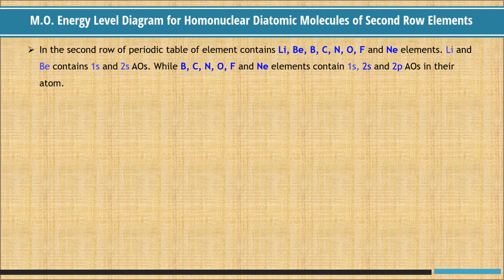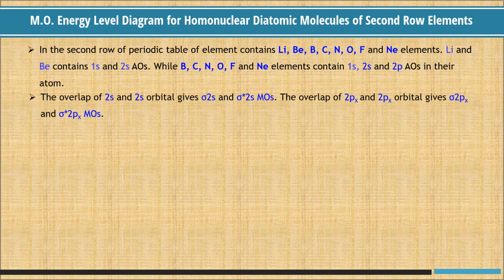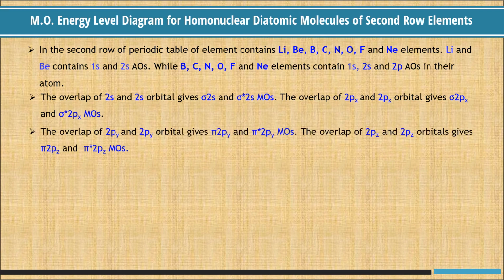Lithium and beryllium contain 1s and 2s atomic orbitals, while boron, carbon, nitrogen, oxygen, fluorine and neon contain 1s, 2s and 2p atomic orbitals in their atoms. The overlap of 2s and 2s orbitals gives sigma 2s and sigma star 2s molecular orbitals. The overlap of 2px and 2px orbitals gives sigma 2px and sigma star 2px molecular orbitals.